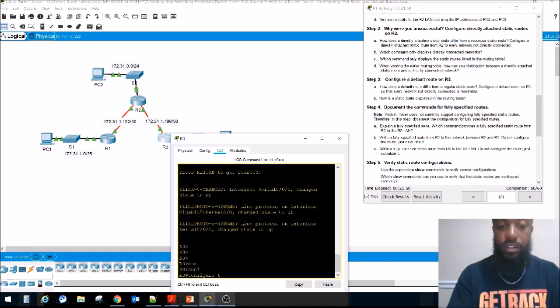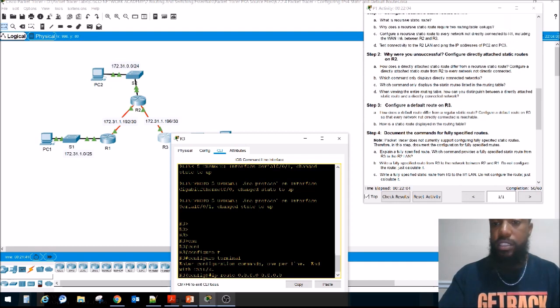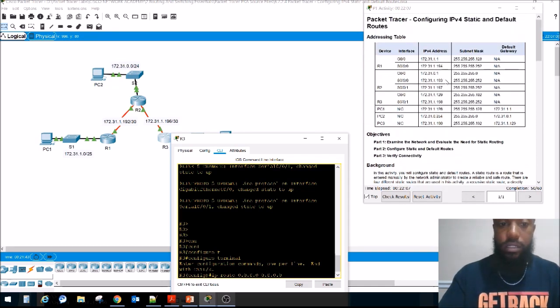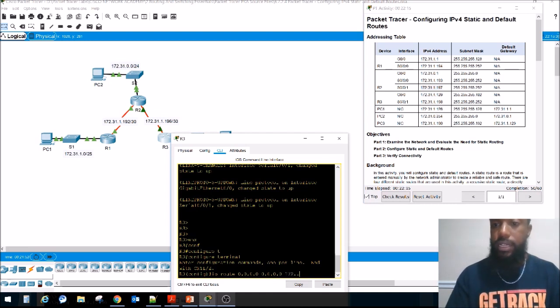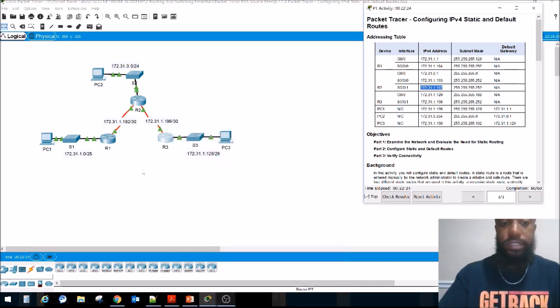Enable, configure terminal, all right, IP route 0.0.0.0. Subnet mask is also 0.0.0.0. To get to that network, take the next hop, which is router 2's other serial interface, the other /30, I believe, which would be this guy, 197, right? So 172.31.1.197, and basically that's his default route. What you're saying is there's only one way out of this neighborhood. So to get anywhere else, just take that default route.